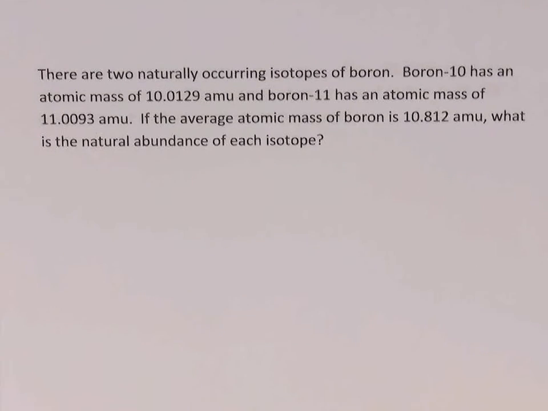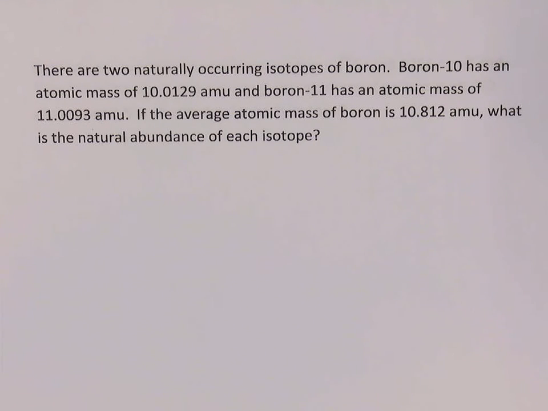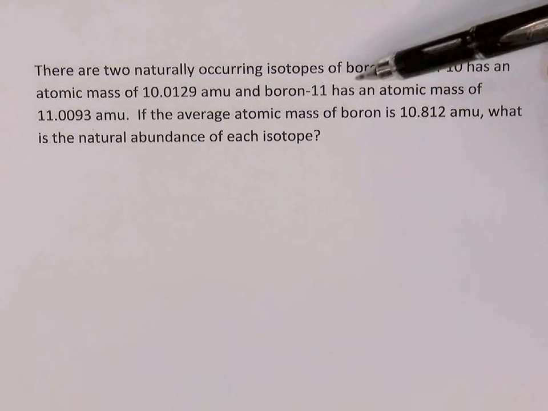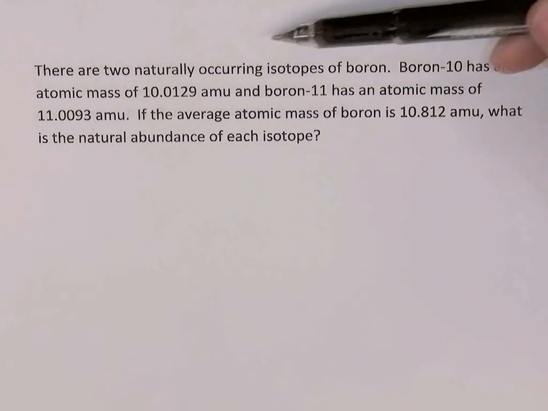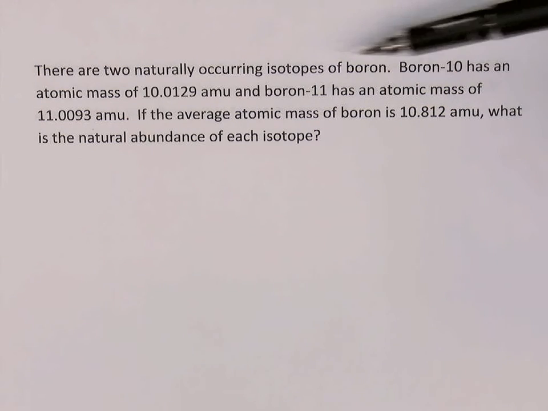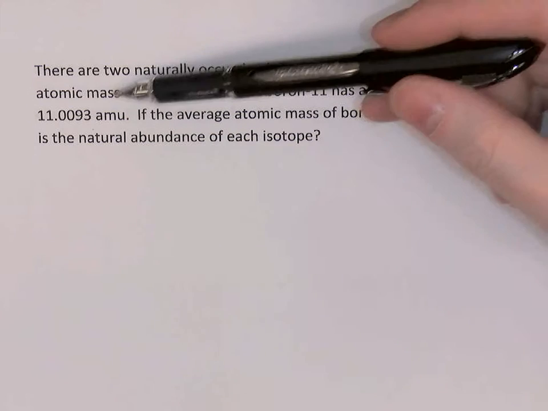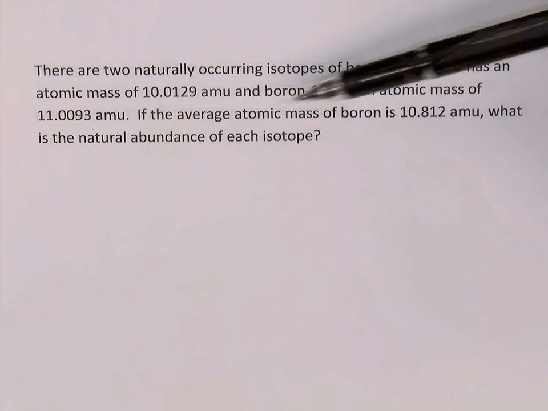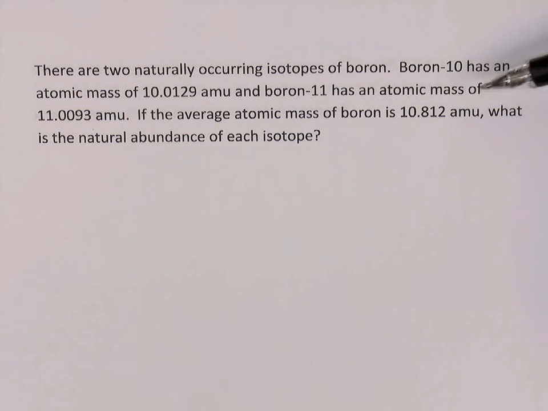Alright, this next question is going to be a little bit more complicated. We're going back to boron that we looked at in the first question, and we're going to see if we could work backwards now, and this time without the help of the mass spectrum, but with some numbers that are a little bit more precise. So again, we know there's 2 isotopes of boron, boron 10 and boron 11, and now we know exactly what their atomic masses are. Boron 10, 10.0129 AMUs, and boron 11, 11.0093 AMUs. We're also told the average atomic mass of boron, 10.812 AMU, so that should match what's on a periodic table.